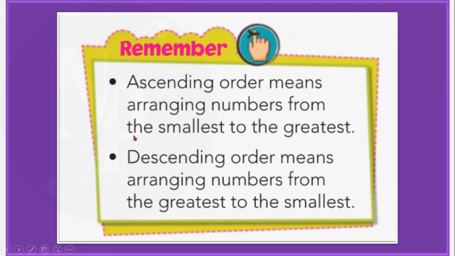Remember these 2 points. Ascending order means arranging numbers from the smallest to the greatest, and descending order means arranging numbers from the greatest to the smallest.